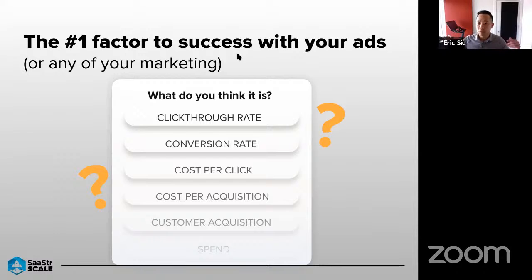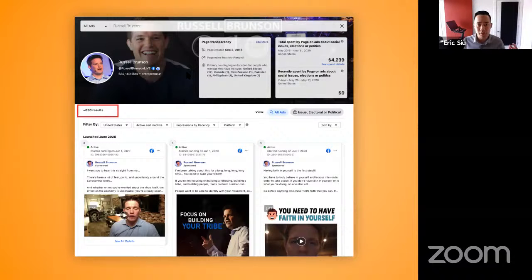The number one thing that matters, and I think the person that said story, you're kind of getting close to it, right? What ultimately matters the most is your creative, right? Because if your creative is good, your click-through rate is going to be higher, and that's going to affect all your down funnel metrics.